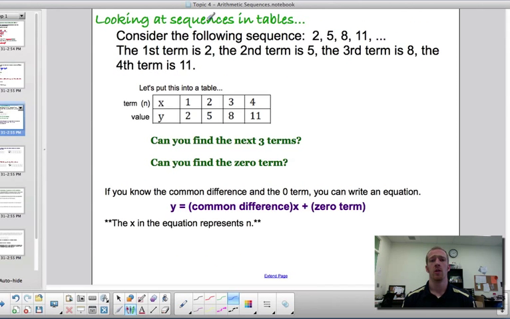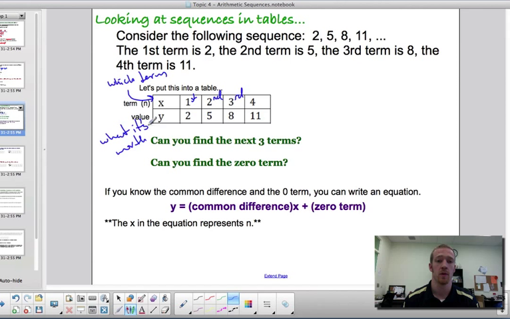Alright, now looking at sequences and tables, very similar. This is going to be like writing the rule, only now we're relating it to linear equations. But it's going to be similar to writing the rule like we did with functions in the first unit. So you could read this, but basically what it's saying is we let x stand for what term it is. So this is which term. So first, second, third, whatever. And then this is what it's worth.